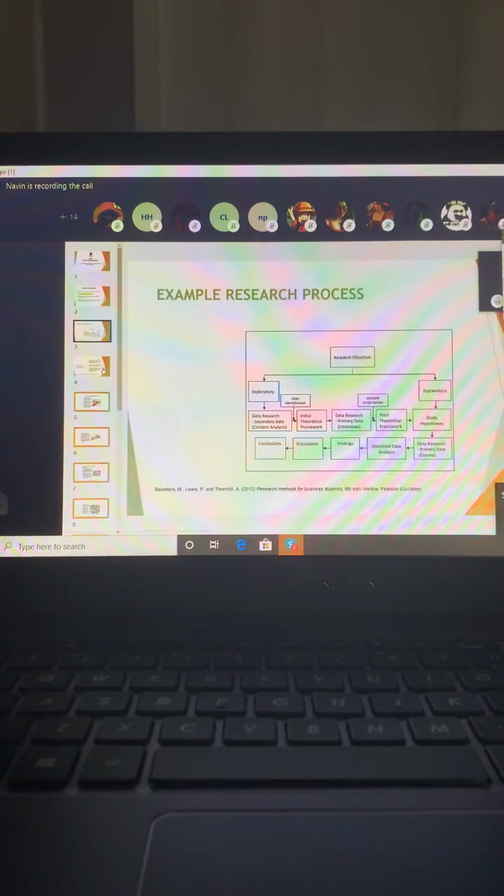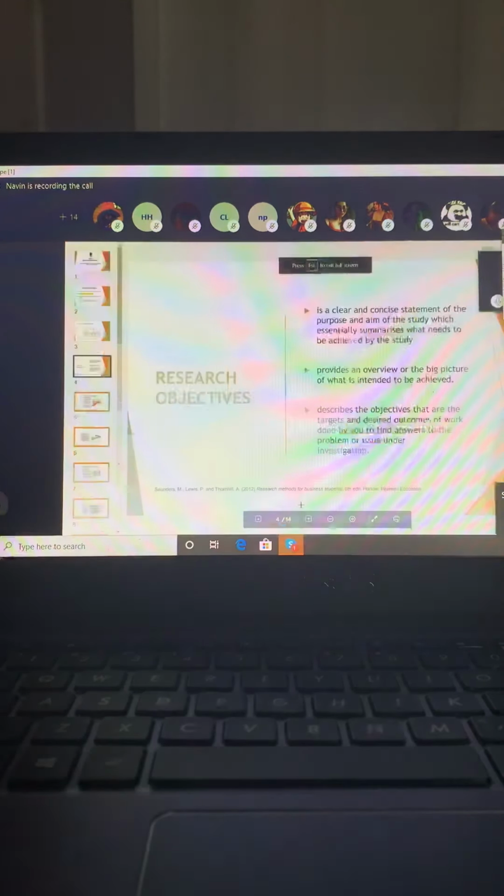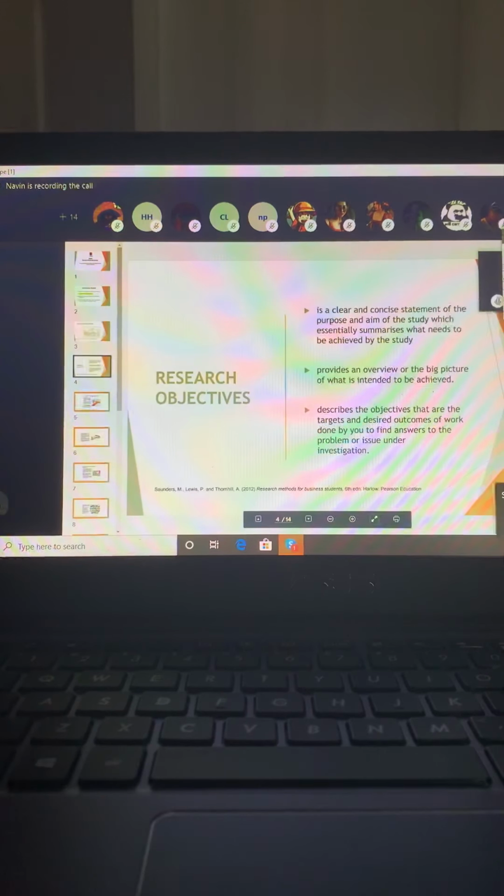Now let's look at the example. When you look at research objective, it is a clear and concise statement of the purpose and aim of the study. I repeat, it is the clear statement of why you are doing that study. It provides an overview of the big picture.